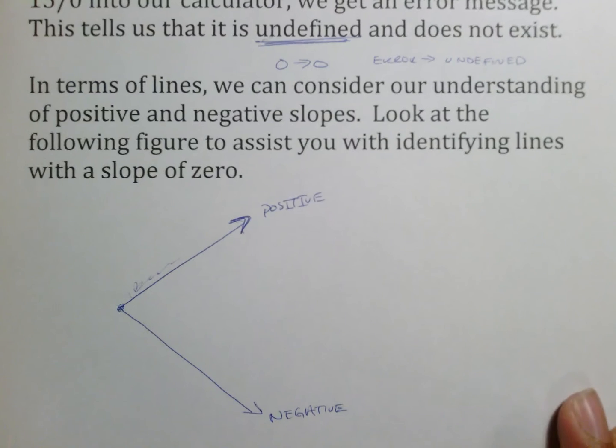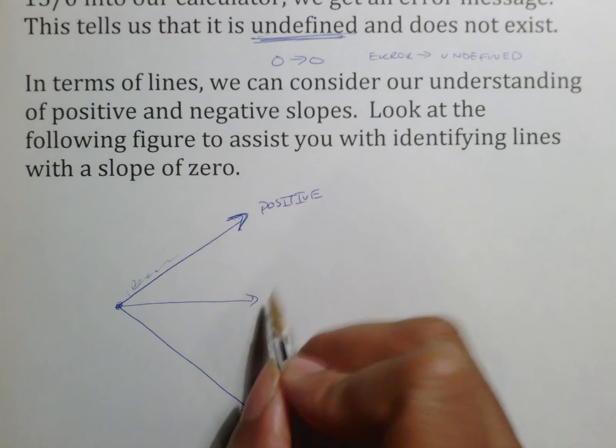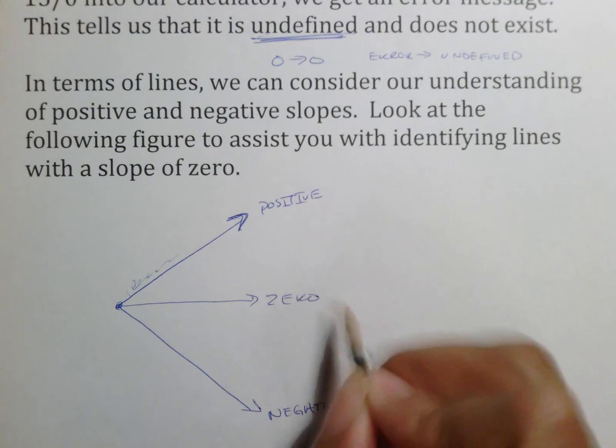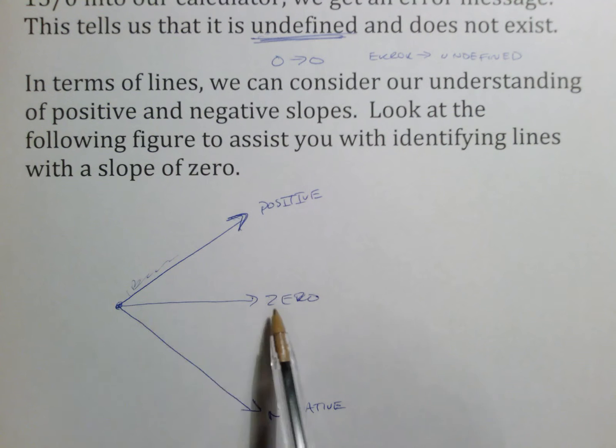So the way to identify 0 is a line that goes straight across. So again, positive this way, negative that way. The number between any positive and any negative is 0, which means that that is how you know that it is a 0 slope. Alright. If it's not going flat across, then you know it's undefined because it goes this way.